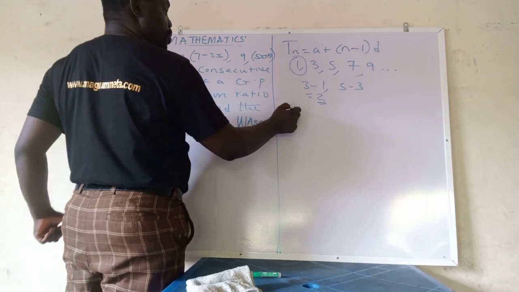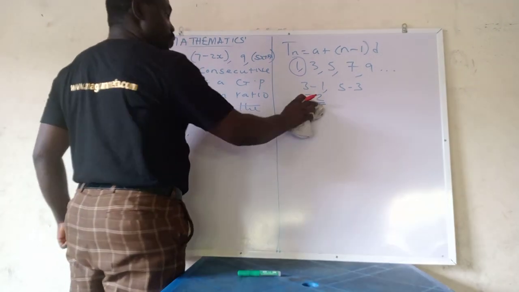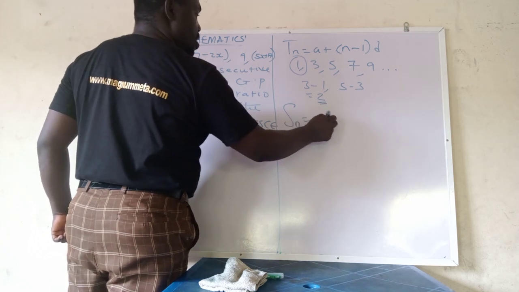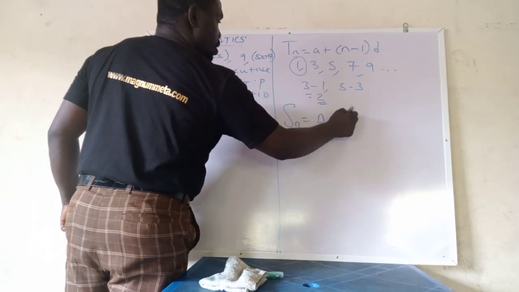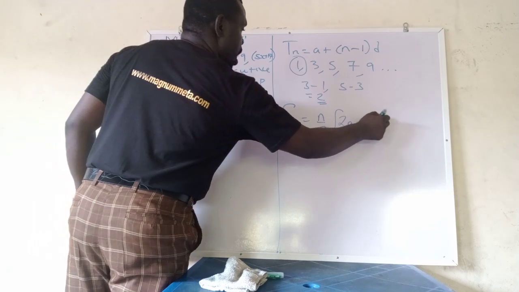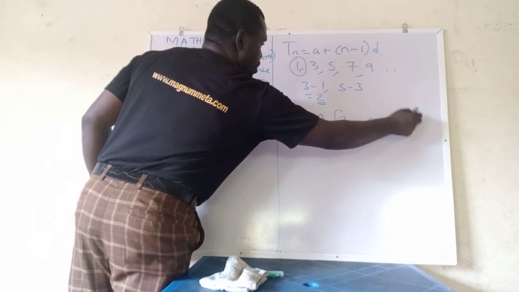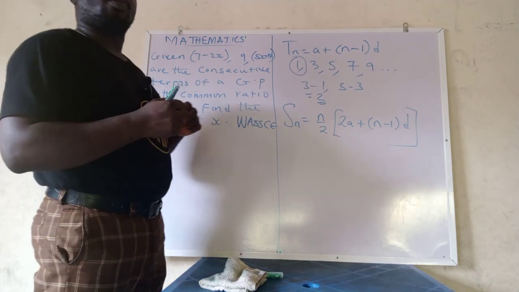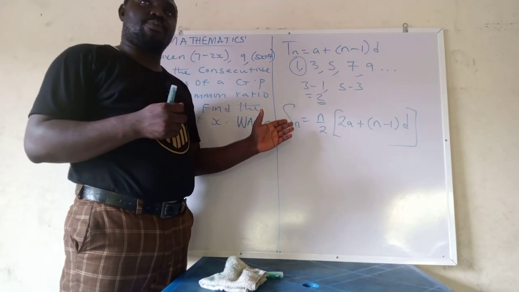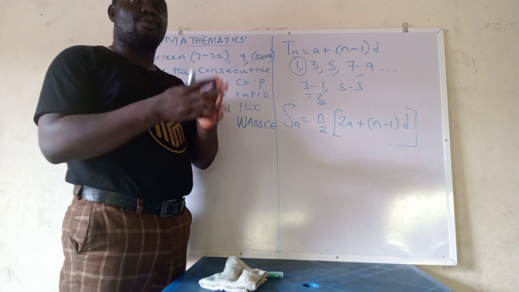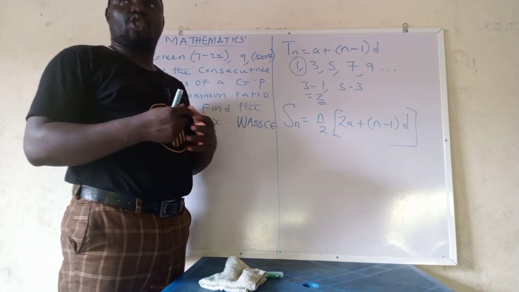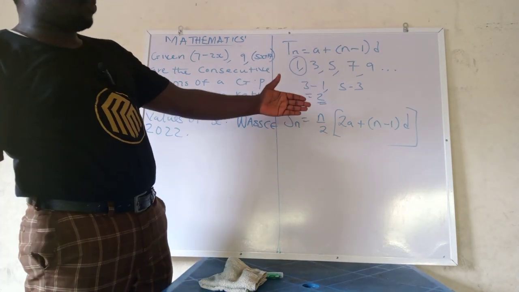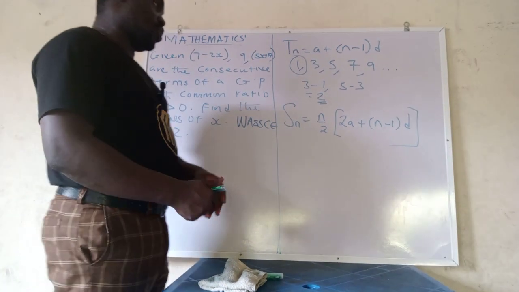Then if it is the sum of an AP, the sum is usually given as n/2 [2a + (n - 1)d]. If you are asked to find the sum of the arithmetic progression, sometimes the question comes in the form of simultaneous equations. You should be able to solve it if you have mastered your simultaneous equations very well. And so this is the formula you are to use.